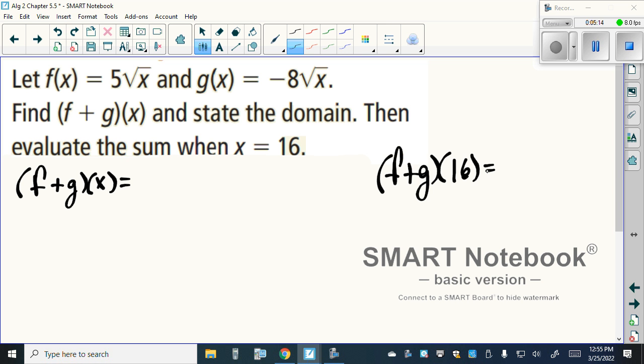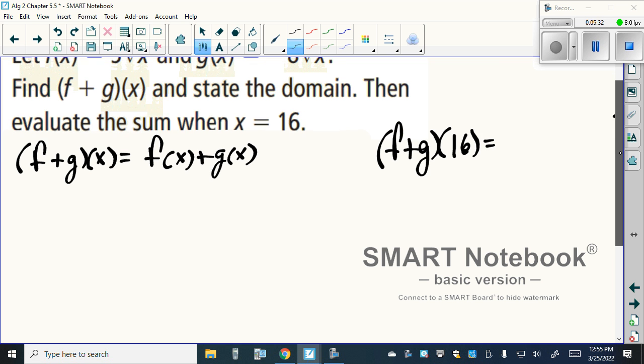For this one here, we're going to find f plus g of x, and then we're going to evaluate this function when x is 16. Now, f plus g of x, again, is the same as f of x plus g of x. We're adding these two functions together.